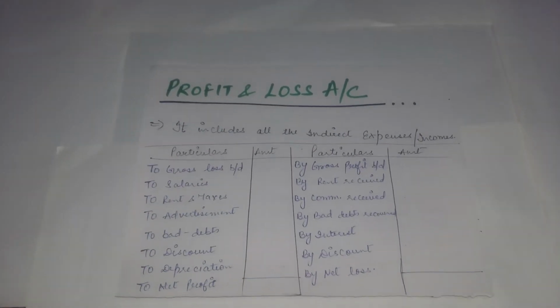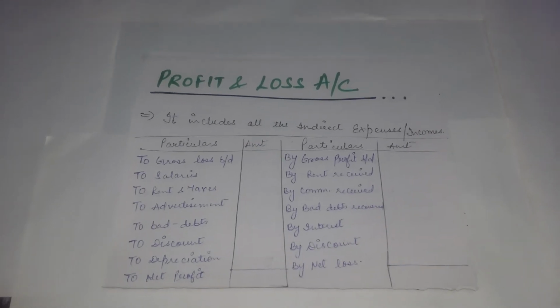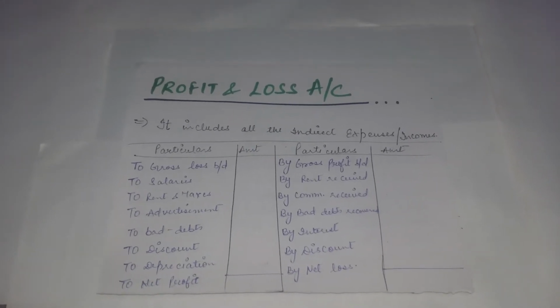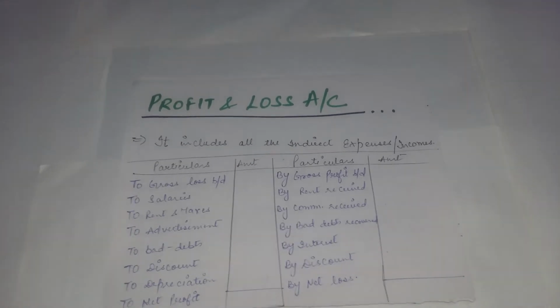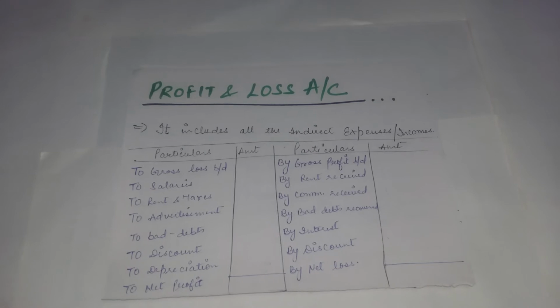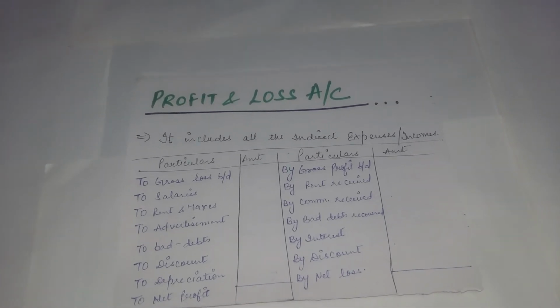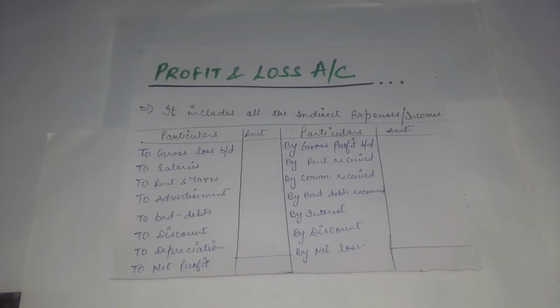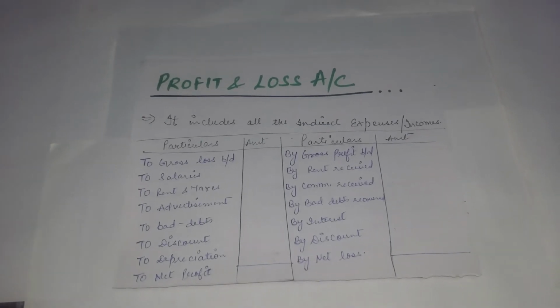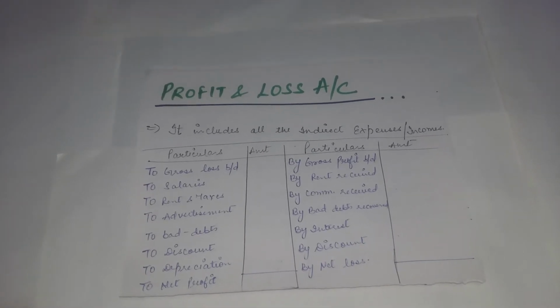Next is your profit and loss account. What is the profit and loss account? It includes all your indirect expenses or indirect income. What are indirect expenses or indirect income? All those incomes and expenses which are indirectly concerned with your business. That means all those entries which are not included in your trading account will be shifted to and included in your P&L account.